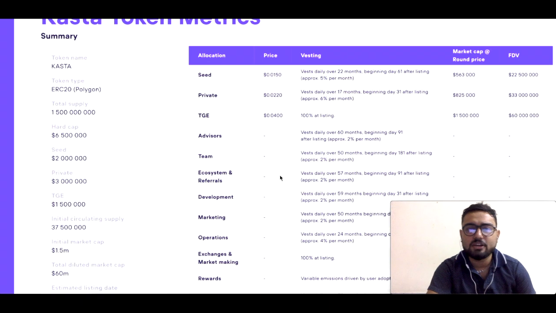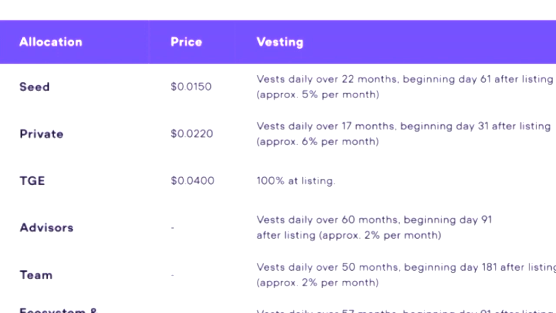If I have to very quickly talk about the prices at the various levels, then at the seed round it was at about 1.5 cents. In the private round it was at about 2.2 cents. In the TGE it is at about 4 cents, right?